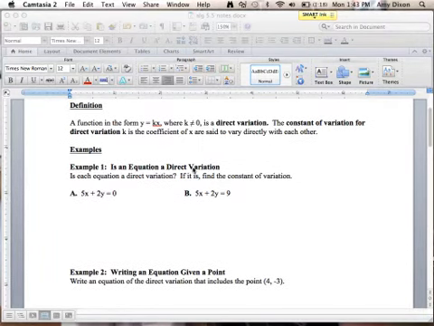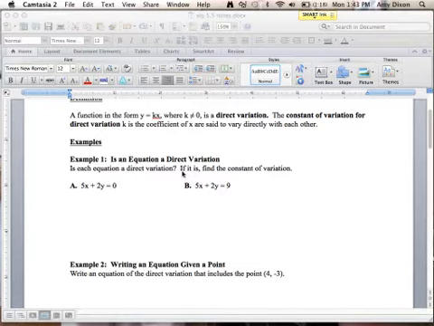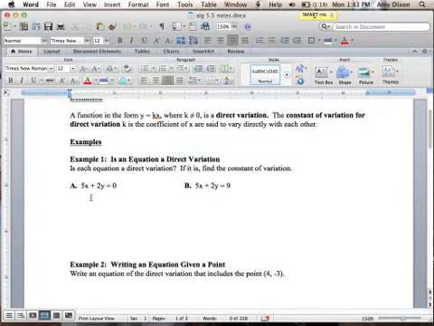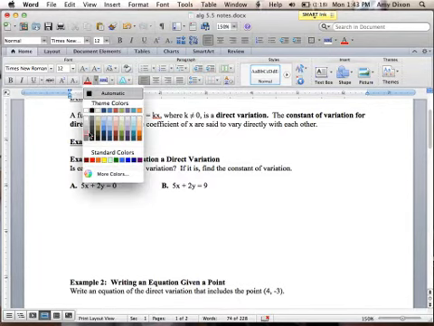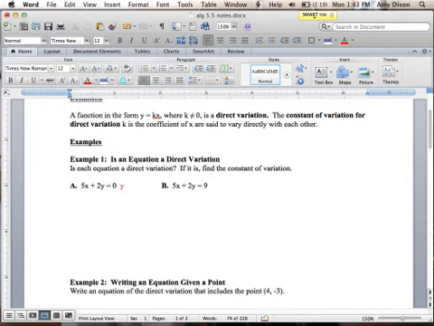Okay. Example 1, it says, is each equation a direct variation? If so, find its constant of variation. Well, in order for us to be able to do that, we have to find out if the equation is in the form. We have to first get the equation in the appropriate form. So the appropriate form for that would be y equals kx. So we need to get y by itself. So I'm going to do that here. Let's see, make that a different color here. Y equals kx. We need it in that form.